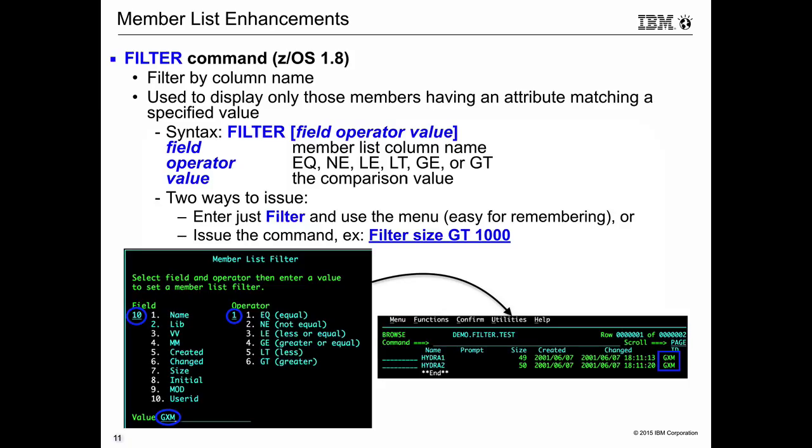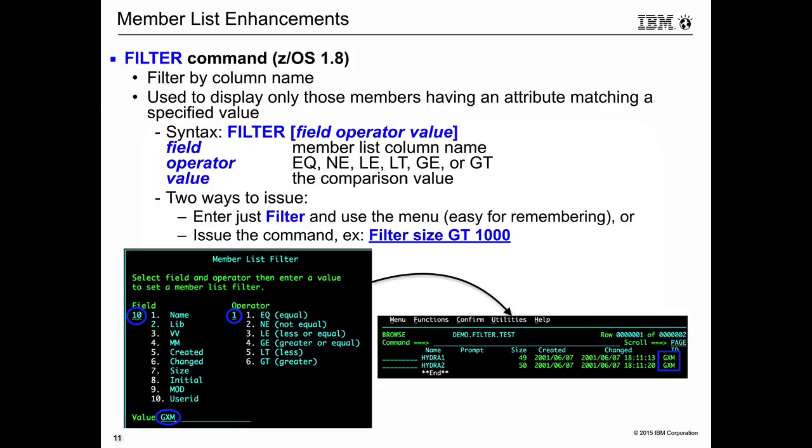As I said, we have some things here that go back a little ways, and here's one that goes all the way back to 1.8, and that's the filter command. This gives me a way, when I'm in a member list and there are a lot of members, to reduce that down to some that fit a few characteristics.